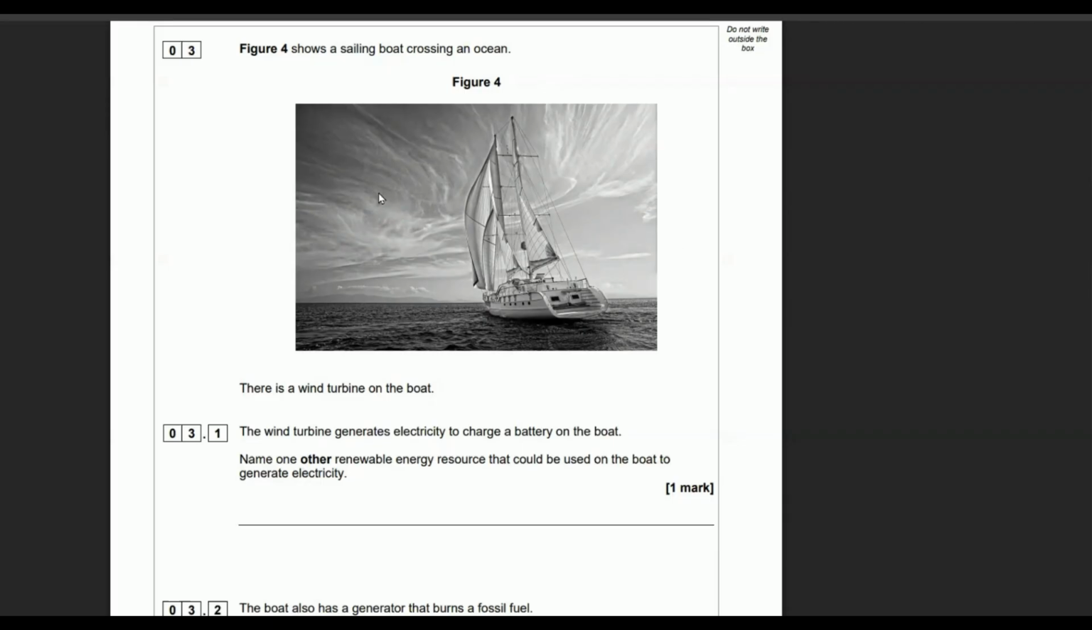Well, look, it looks like a nice sunny day. So we could use, of course, solar power. That would be renewable. And also, there could be something in the water, right? With the waves coming past, the kinetic energy of the waves could be used. And so we could use wave power. So I'm going to go for solar power or wave power.